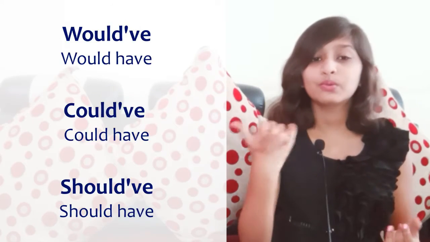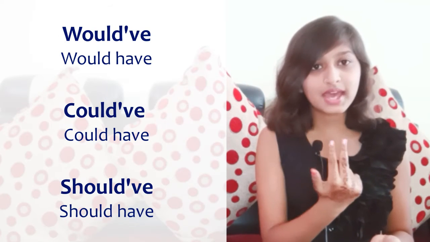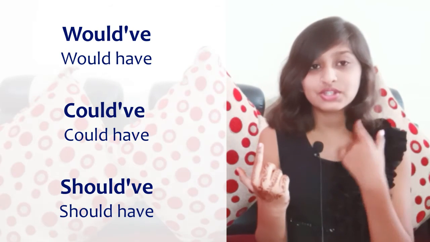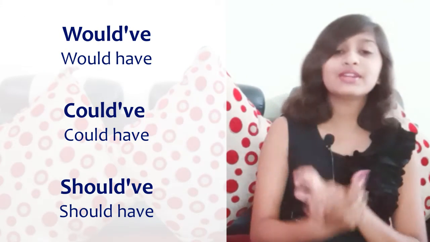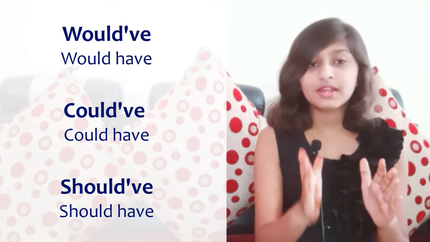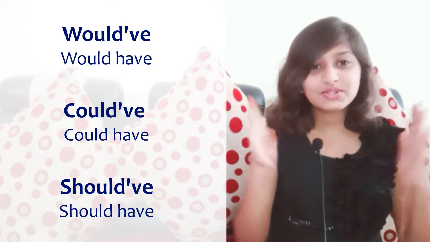Please take a look at would've, could've, and should've. Would've is would have, could've is could have, and should've is should have. In all the three contractions, I have replaced the ha of have with an apostrophe. I have added an apostrophe there, and then I've just joined those two words together.